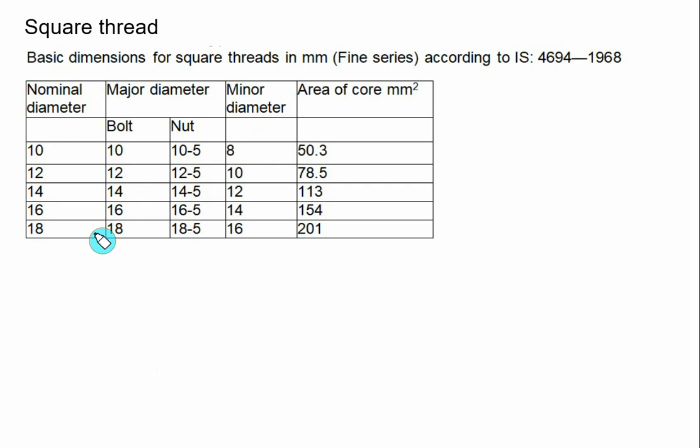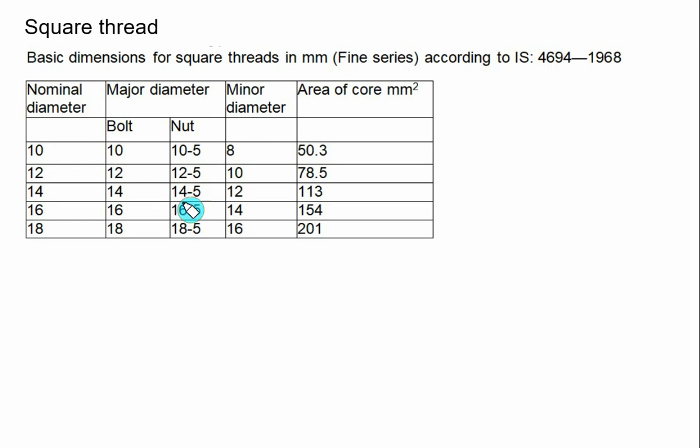Some information I have shown here about the nominal diameter, major diameter, minor diameter and the area of the core. You can find this data according to IS 4694-1968. This data is for the fine series. Likewise, we have data available for the coarse series type of thread here. Say for example, we have nominal diameter equal to 10, then we have major diameter equal to 10, and minor diameter equal to 8.